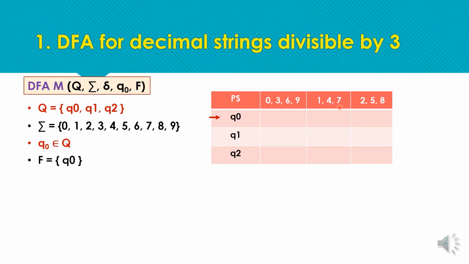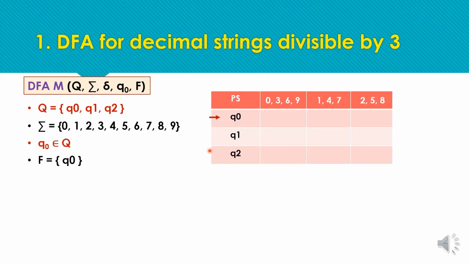And whatever transition we have for input symbol 8, from any of these states, the same transition would work for 2 and 5. So we have grouped them into one set, another set, and another set. For all the elements of one set, the states are going to have the same transitions. Clear?